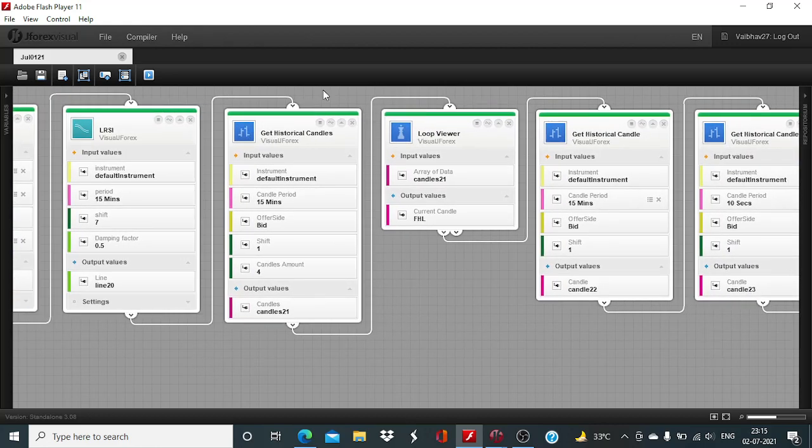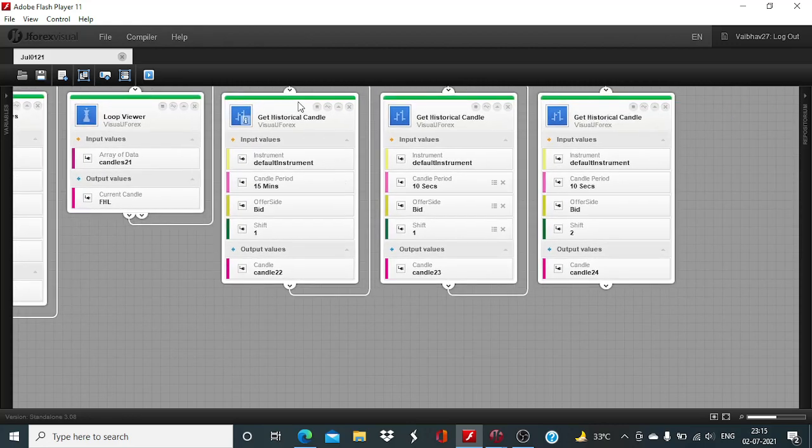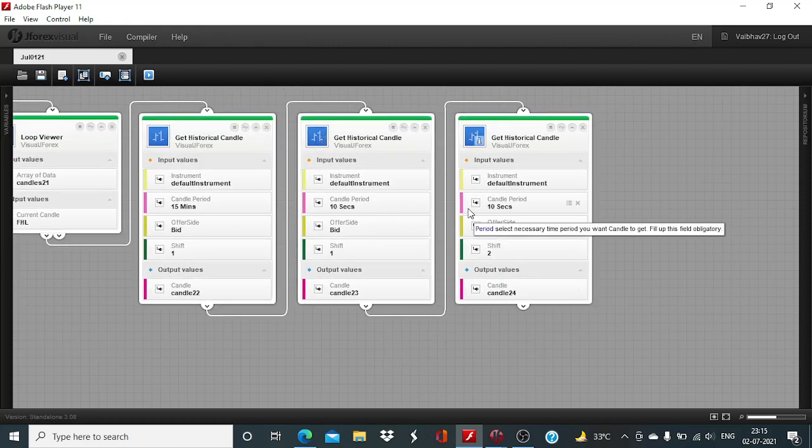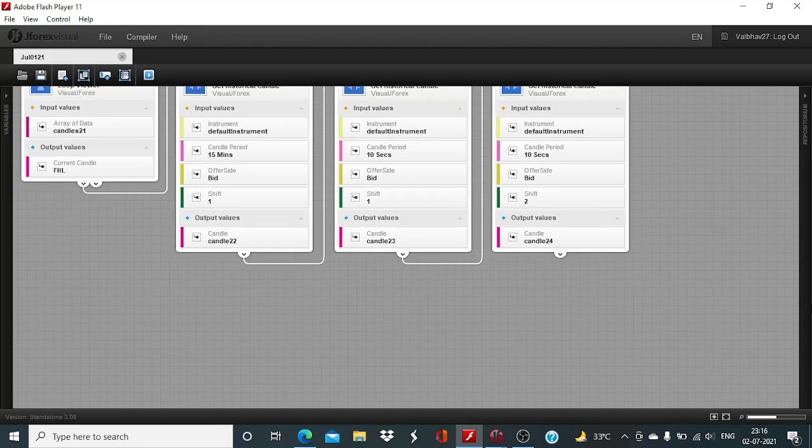To look at the price action, to determine the volatility, we are also relying on the cluster of last 4 candles of 15 minutes each, and for that these get historical candles blocks. The difference here is just a single S, but you have to pay attention and use it differently. And these three get historical candle blocks, with the first one being of 15 minutes, and these two are for simply placing the order, pinpointing the exact entry point. These two are of 10 seconds each with varying look back period 1 and 2.